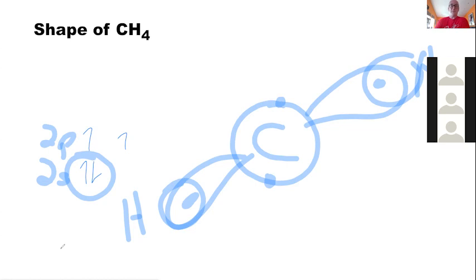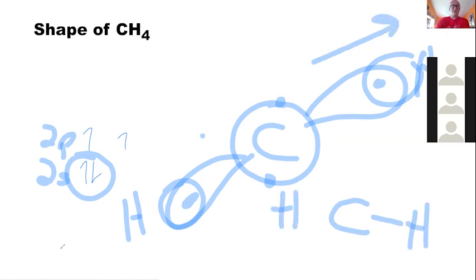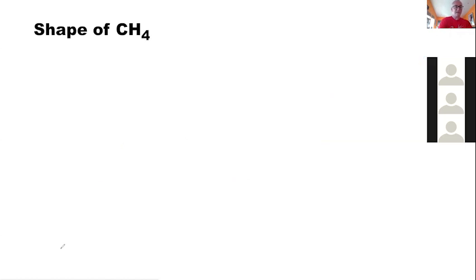Because from this, we would say that this should be linear, right? Because this electron should be as far away from this electron as possible. So this would be linear in some way. But we know that's not true. We know that it actually looks like this, right? So here's our carbon.